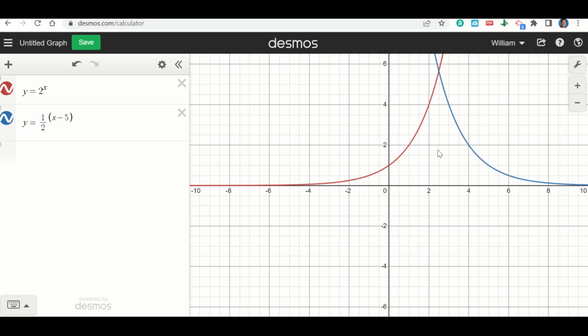So we can graph any equation using Desmos and check our work so that we can see exactly what the graph of the line should look like. So that's how you can use Desmos to check your work when dealing with exponential functions.